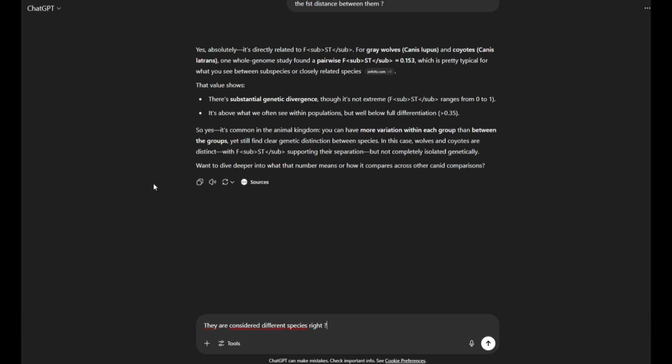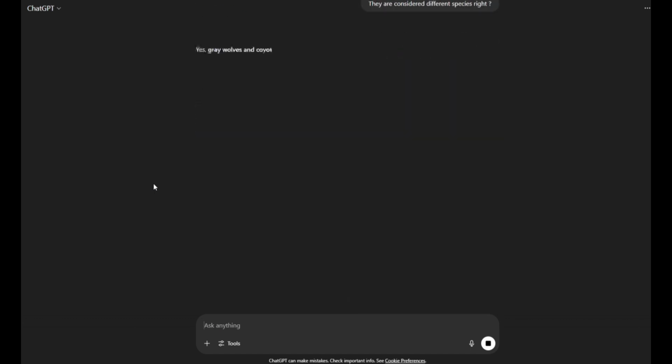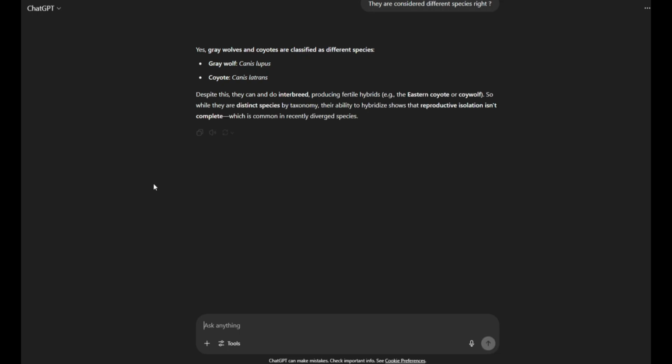They are considered different species, right? Yes, gray wolves and coyotes are classified as different species. Gray wolf, Canis lupus. Coyote, Canis latrans. Despite this, they can and do interbreed, producing fertile hybrids, like the eastern coyote or coywolf. So while they are distinct species by taxonomy, their ability to hybridize shows that reproductive isolation isn't complete, which is common in recently diverged species.